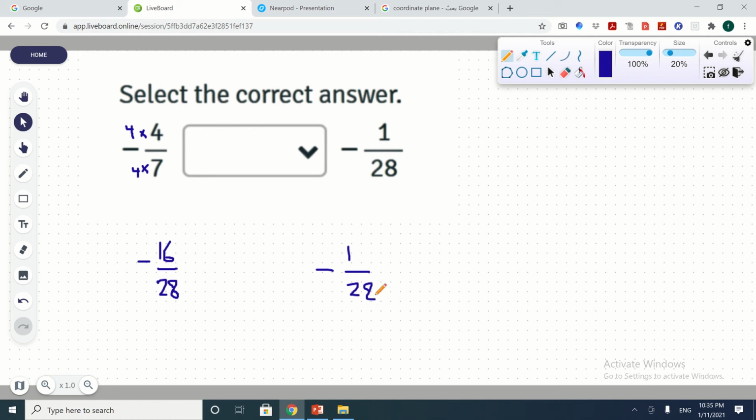Look at these two fractions. They have the same denominator. Now we can compare between them. Because both numbers are negative, the smaller numerator will be the greater number. فبيكون negative 1 over 28 is greater than negative 16 over 28.